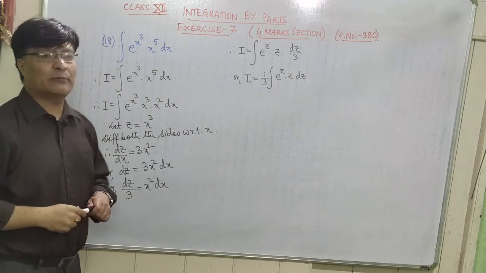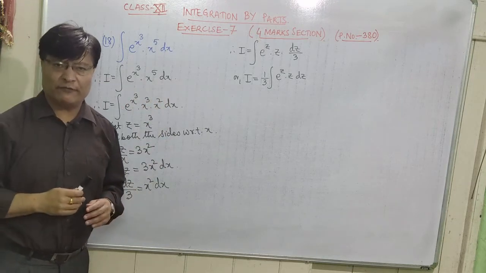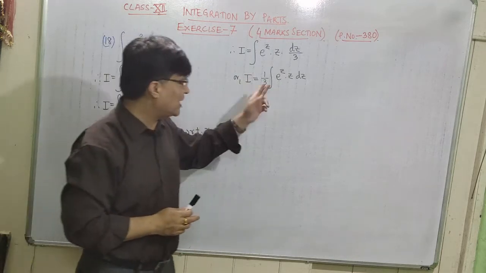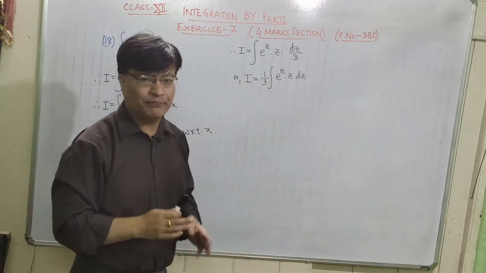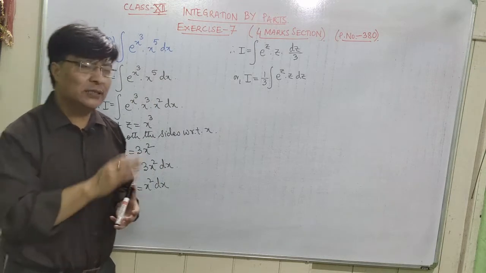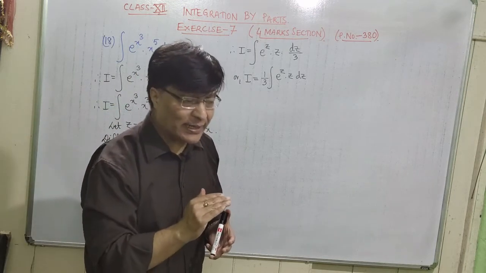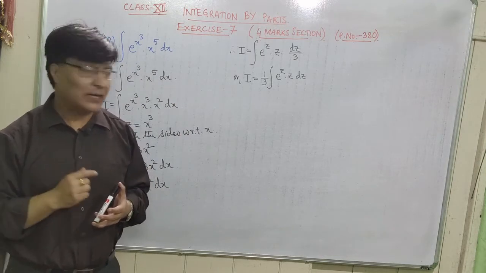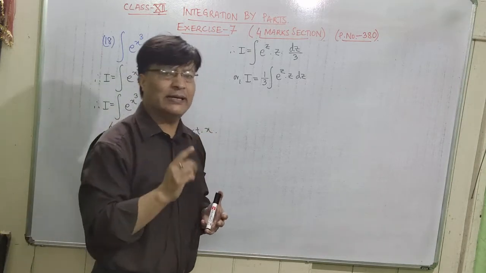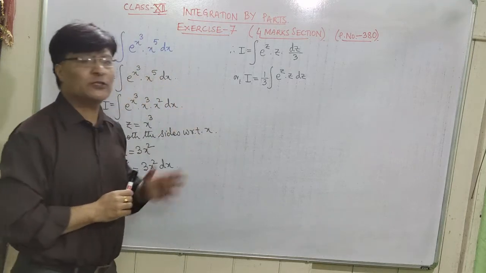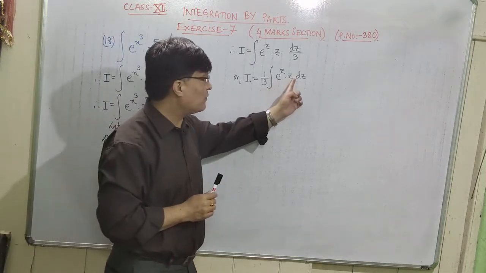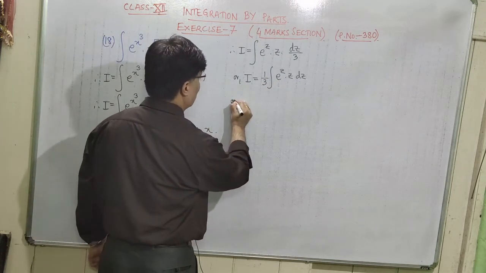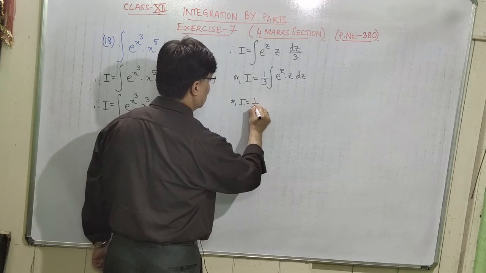Now you have to use integration by parts, because this is the product of two different functions. e to the power z is an exponential function, z is an algebraic function. Among these two letters, a and e, which letter comes first in the word ILATE? A comes first. Algebraic function is the first function in this case. That is, z is the first function and e to the power z is the second function. So now let us use integration by parts.